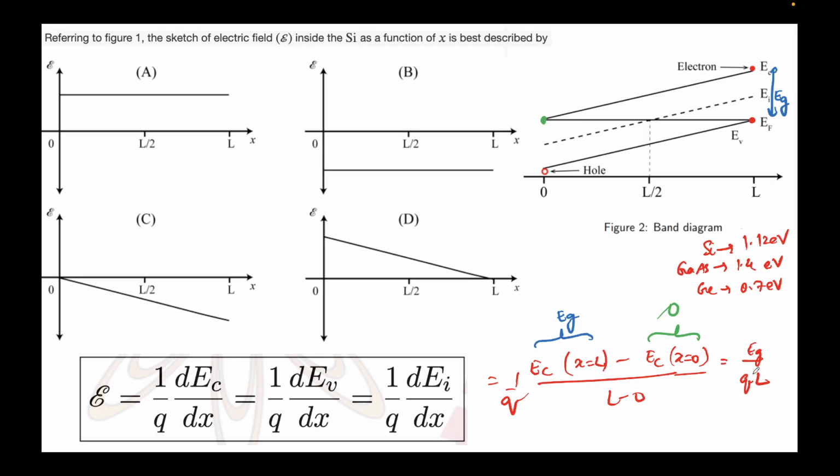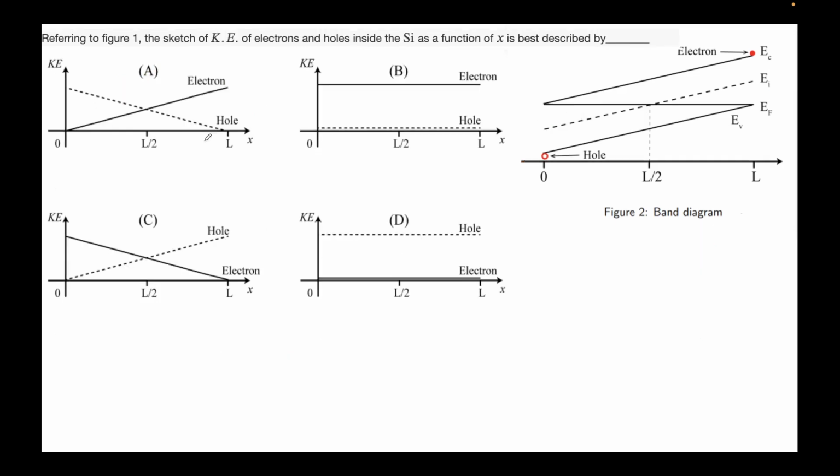So you find out that the electric field is a constant. It's a positive constant, Eg by QL. Eg is positive, Q is the electronic charge, 1.6 E minus 19, and L is again a constant. So Eg is a constant, then option A is correct. So you can say that this value is nothing but Eg by QL.